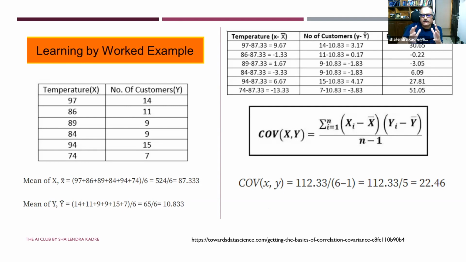Now what I have to do? I have to do the summation. Summation means all the 6 I have to add. So first I have to do the product and then I have to add everything. So I have added up. My numbers are 30.65, minus 0.22, minus 3.05, 6.09, 27.81, 51.85. If I add up everything, the total will be 112.33.